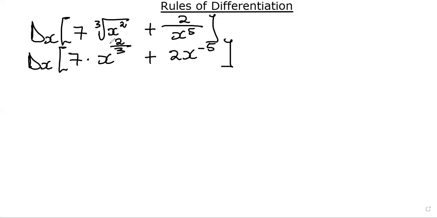So we take the exponent and multiply it by the coefficient of x. So 7 times 2/3, it's just going to be 14 over 3. And then you come back and subtract 1 from the exponent. So you say 2 over 3 minus 1. And 1, I can write it as 3 over 3. So it's going to be -1 over 3 like that.